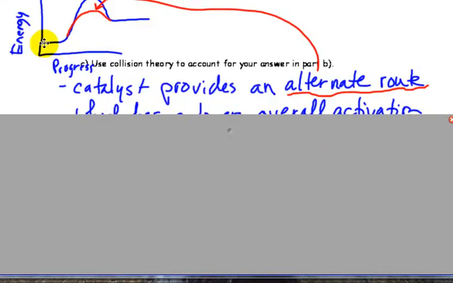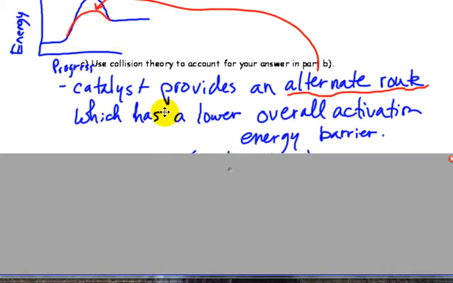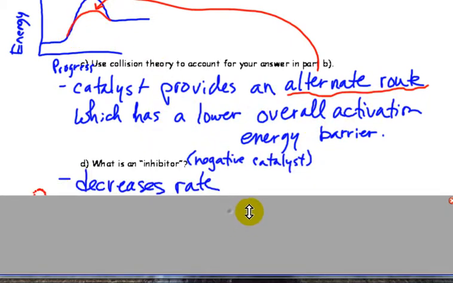So if we're to look at a graph here, the blue one represents a regular reaction. The red one represents the reaction with a catalyst, so it lowers the energy barrier. So more particles will have enough energy to overcome that barrier because it's an alternate route. So a catalyst provides an alternate route which has a lower activation energy barrier.